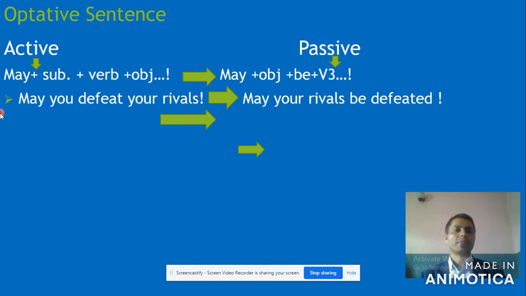May you defeat your rivals. You should write "may" from here. May, then the object. What is the object here? "Your rivals" is the object. May your rivals, then "be". From this structure we write "be". May your rivals be defeated. Then "defeat" becomes what? Defeated. We have to change this verb into the past participle form of the verb, verb 3 you can also say, right? So: may you defeat your rivals. May your rivals be defeated at last. This is the exclamatory mark. Got it?